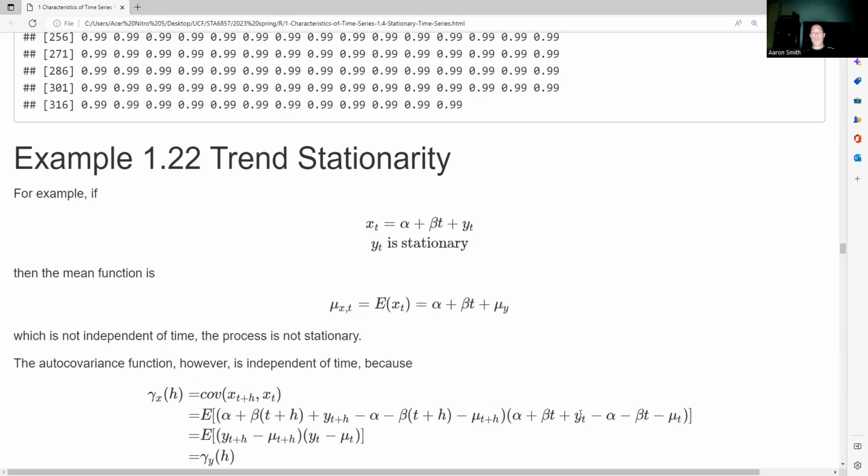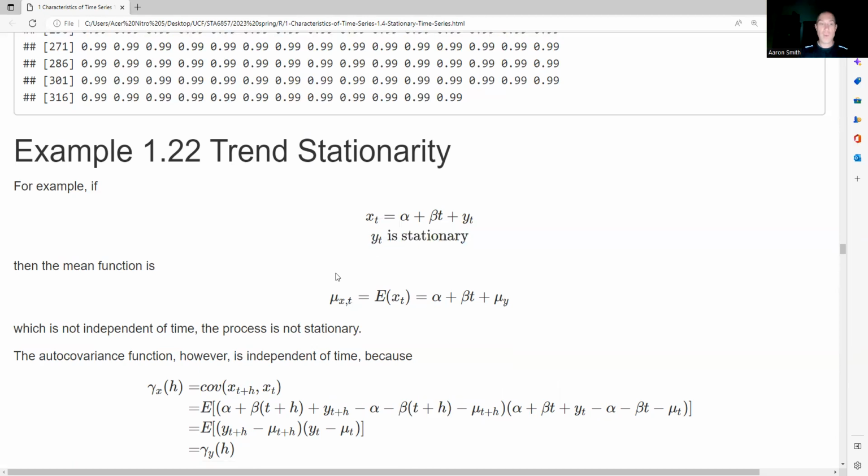Then things will cancel out similarly over here. And I'm left with the autocovariance of y, which we said was stationary. Therefore, boom, we have a stationary about a trend.